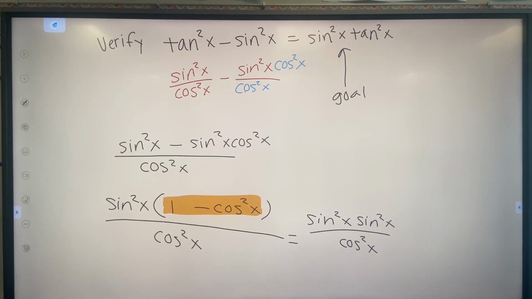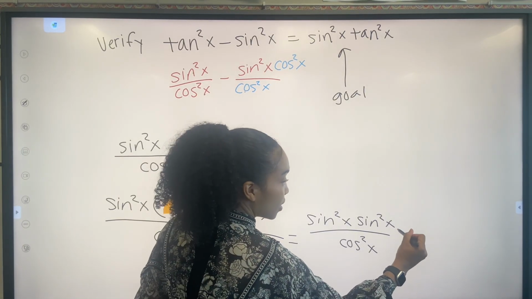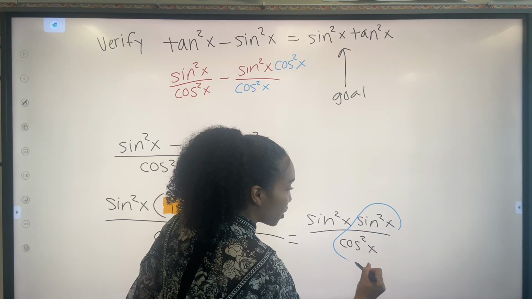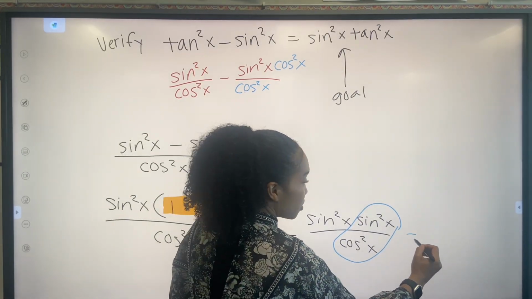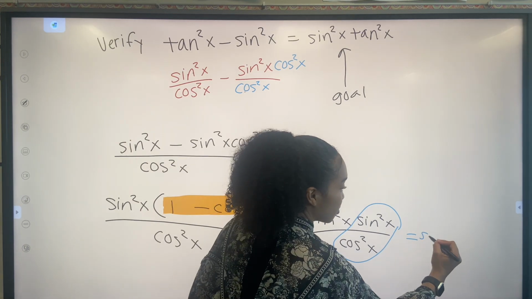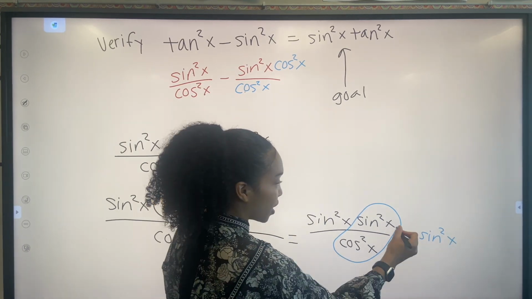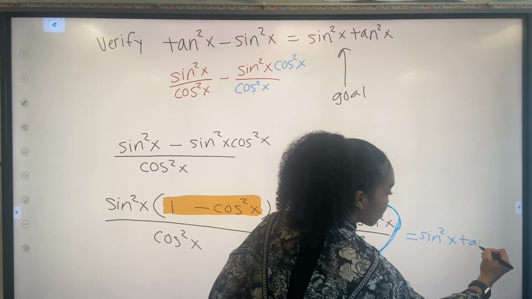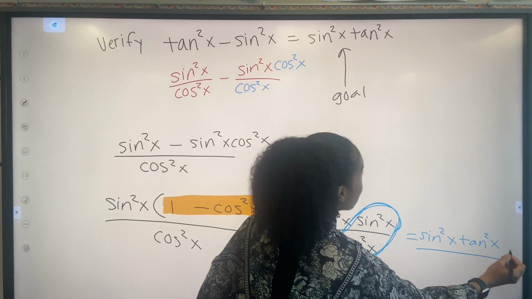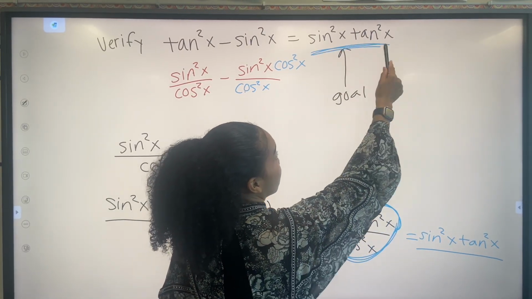The sine squared and cosine squared could be a tangent. Exactly. Sine squared over cosine squared is just tangent. So this is sine squared, and what I just circled, that's just tangent squared. So you got the other side.